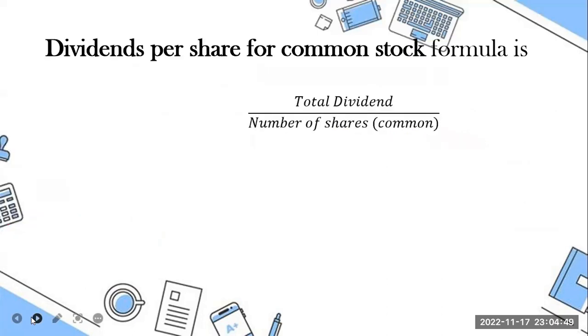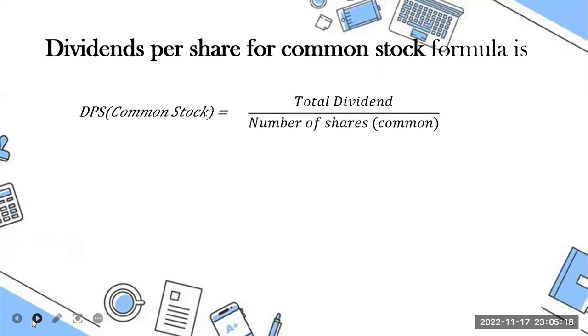So this is the formula for dividends per share for the common stock. DPS, dividends per share, for common stock is equal to the total dividend divided by the number of shares for common. Ano ba kasing tinatawag natin na dividend? Dividend, this is a share of profits and retained earnings that a company pays out to its shareholders.